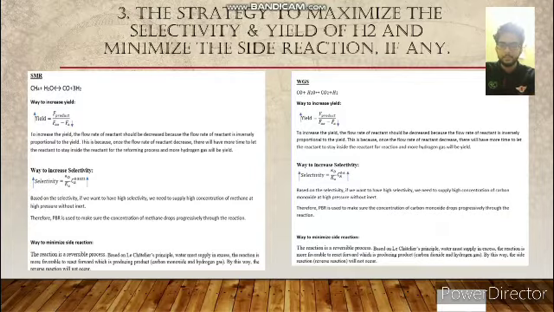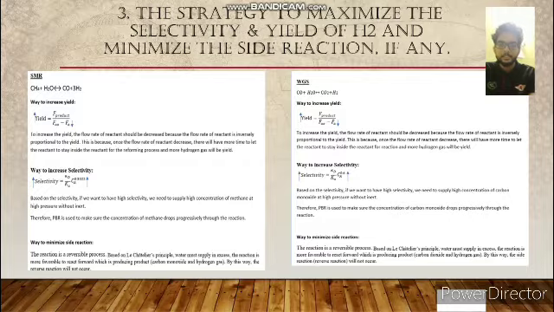Next is the strategy to maximize the selectivity and yield of hydrogen gas and minimize the side reaction, if there is any. The formula given for yield is the flow rate of product divided by the initial flow rate minus the final flow rate, whereas for selectivity it is the flow rate of desired product divided by the undesired product. The strategy required for both SMR and WGS reactors is almost the same.